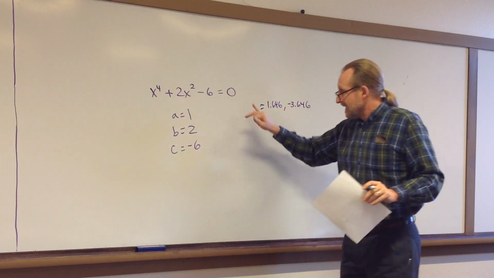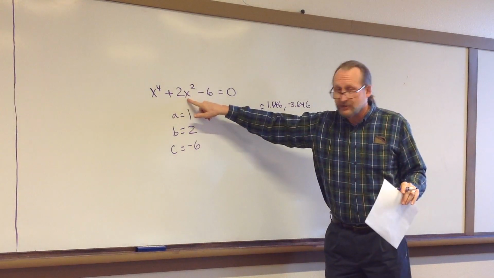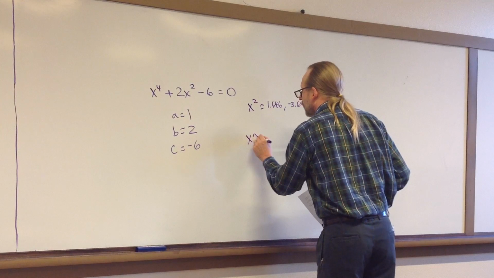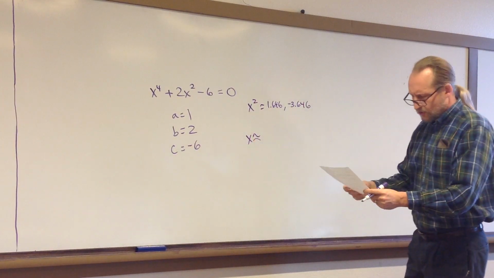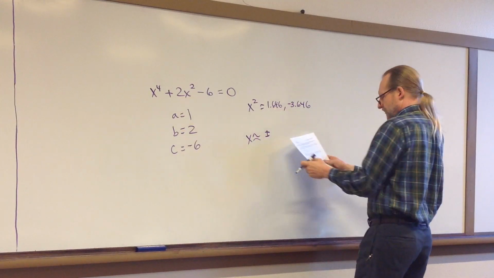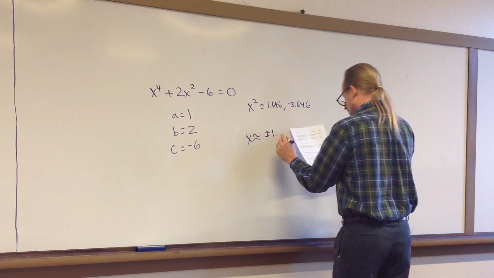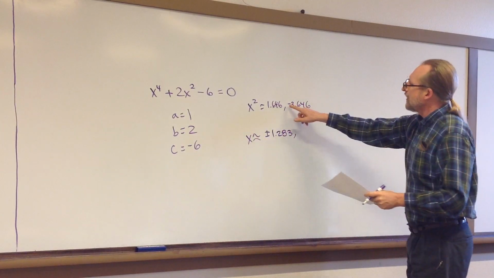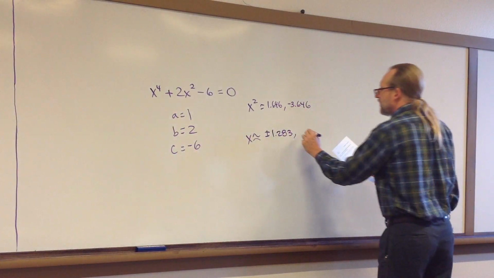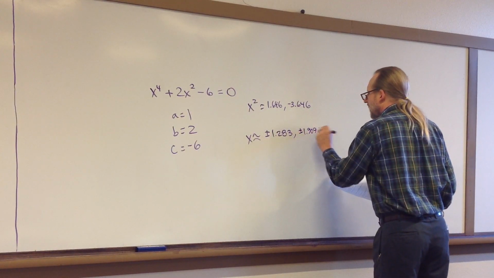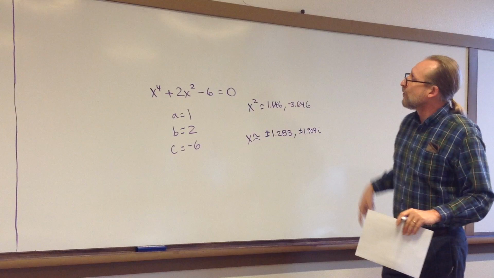But here's the thing. These are not solutions for x. These are solutions for x squared. So if we want to get solutions for x, we need to square root these two answers. So when we square root this one, we get plus or minus 1.283. And when we square root this one, notice it's negative, so we're going to get a complex answer, plus or minus 1.909i. Okay? So we get 4 solutions.